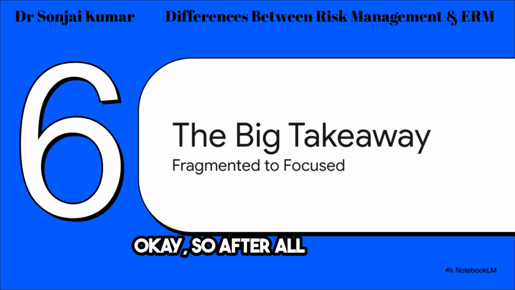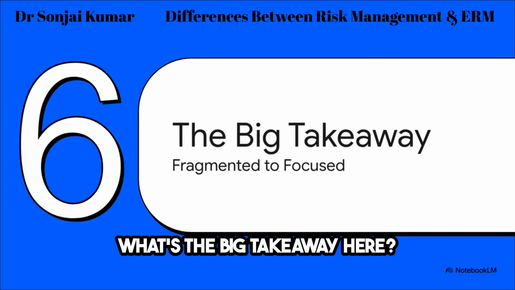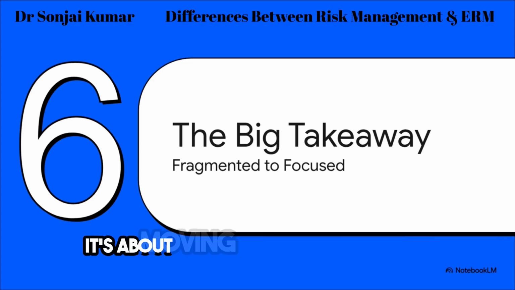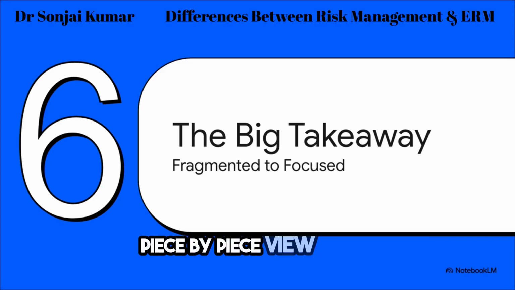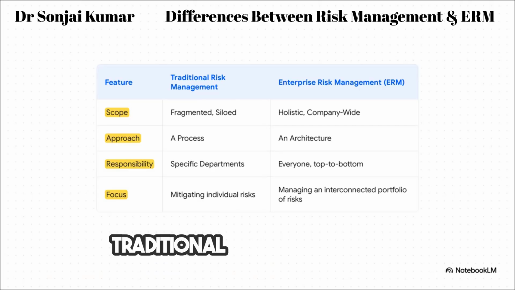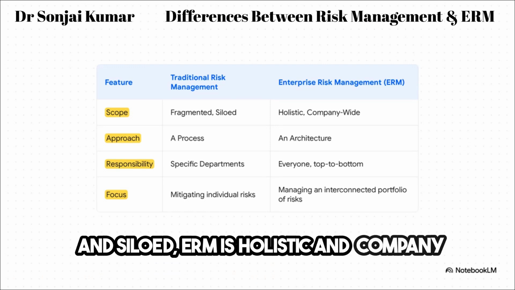Okay, so after all of that, what's the big takeaway here? It really boils down to a fundamental shift in how you see the world. It's about moving from a fragmented, piece-by-piece view of risk to a focused, holistic one. And this chart just lays it all out so clearly. Traditional RM is fragmented and siloed. ERM is holistic and company-wide.